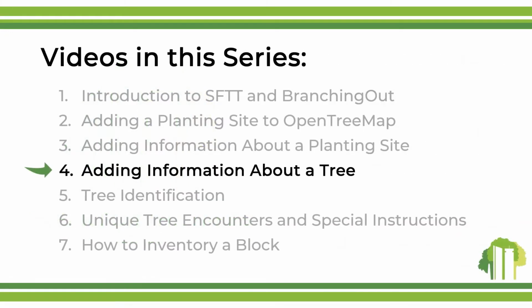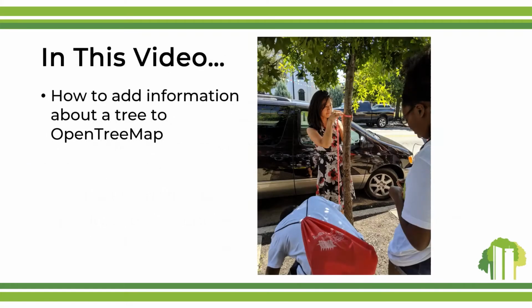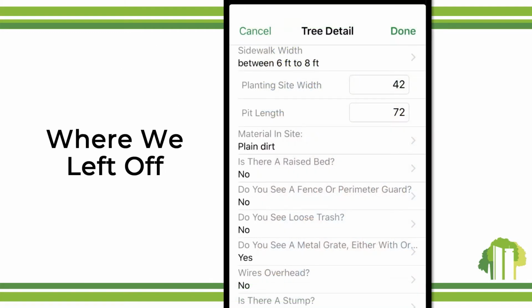This is the fourth video of a 7-part series designed to teach you how to inventory trees and planting sites in the city of Boston. In this video, we will cover how to add information about a tree in Open Tree Map. In the previous videos, you learned how to add a planting site location to the Open Tree Map and then add information about the planting site.